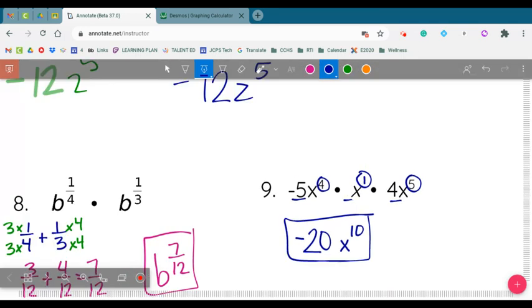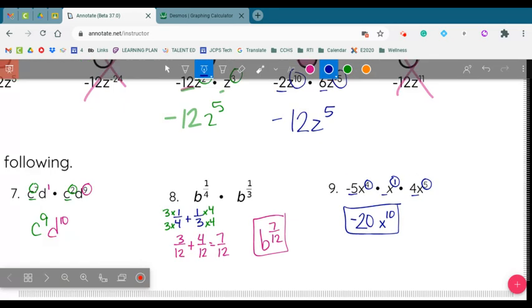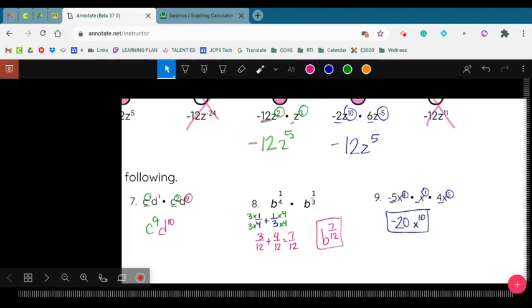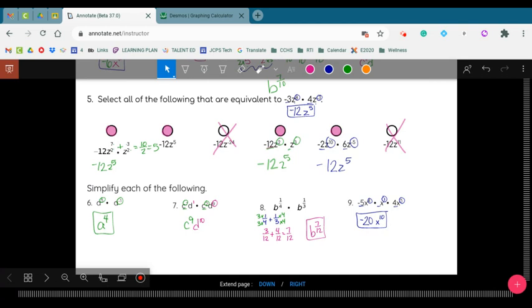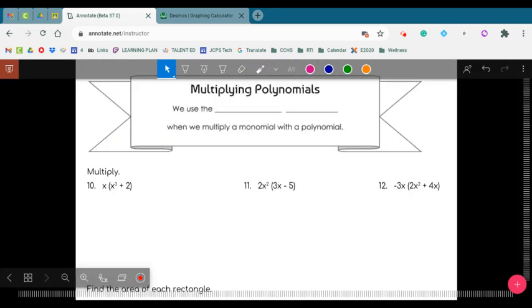Okay, so anytime we're multiplying like bases, we add our exponents. That's going to be important because in the next set of notes, we are going to learn about what we do with a power to a power. Okay, so now that we know whenever we're multiplying like bases, we add our exponents, let's go to the next page, which is going to introduce something new.